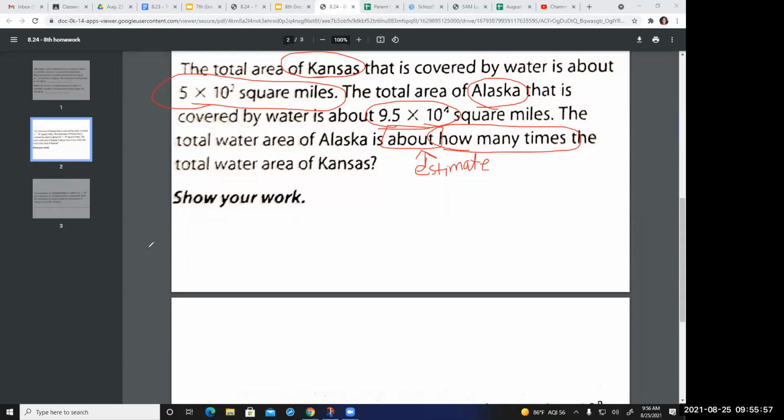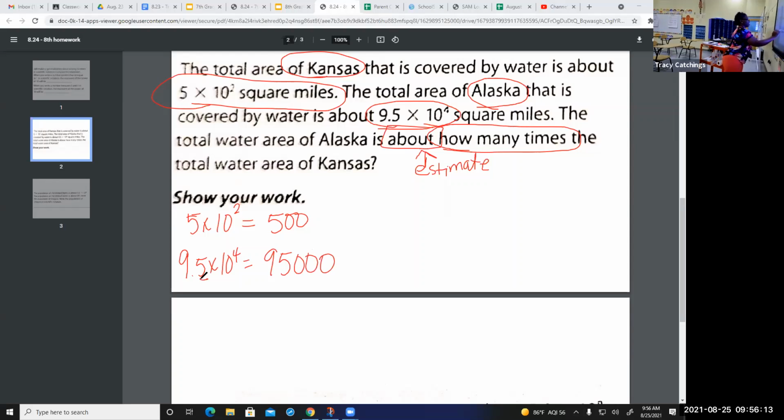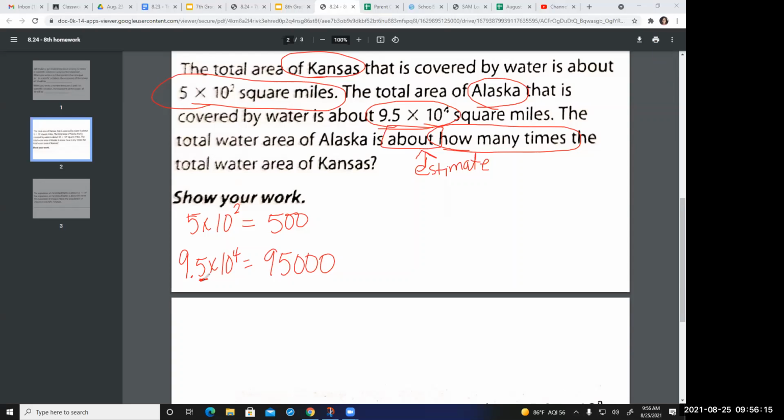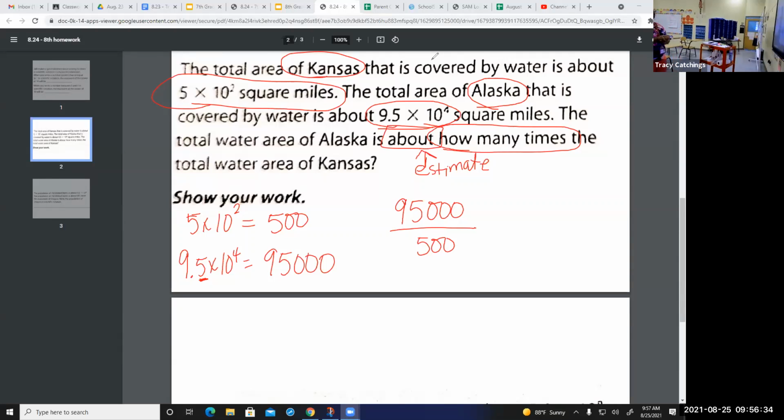I wrote 5 times 500, and then I wrote 95000. Well, 4 zeros. Should have been 3 zeros. Your 5 was your first place. So then I did. Okay. All right, so Cammie got us started.